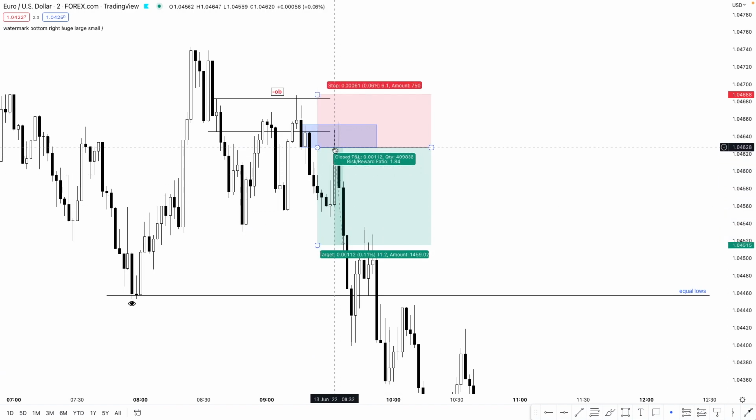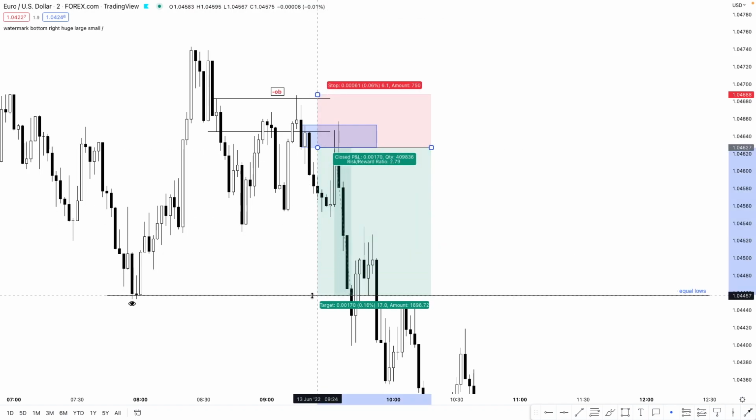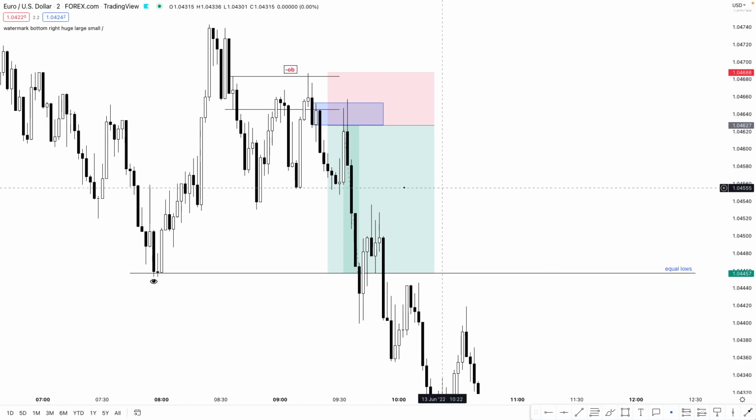So like I say, guys, I entered right here as price ran inside of this bearish order block, and I was targeting here. So I targeted a 1 to 2. I called a 1 to 2 risk reward ratio right here.